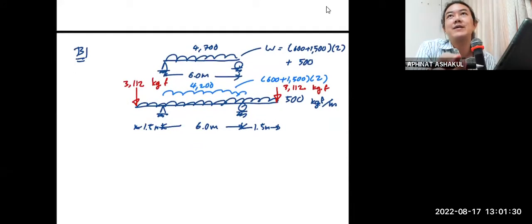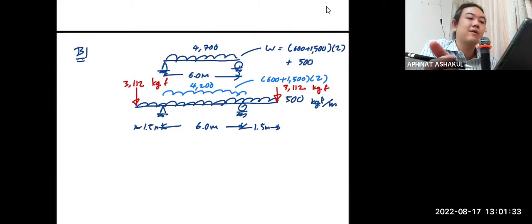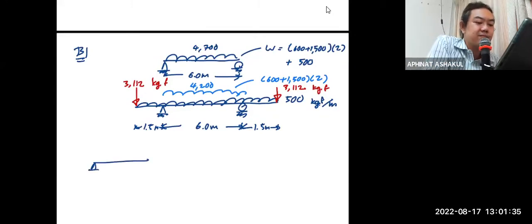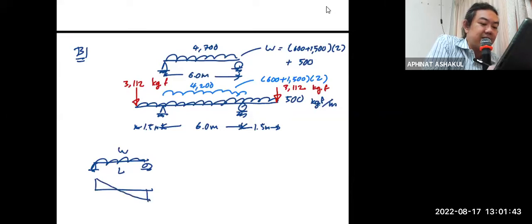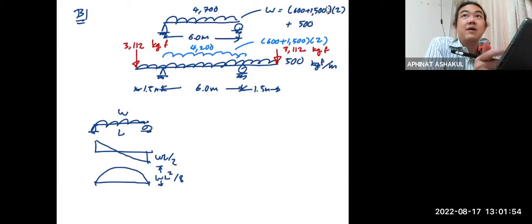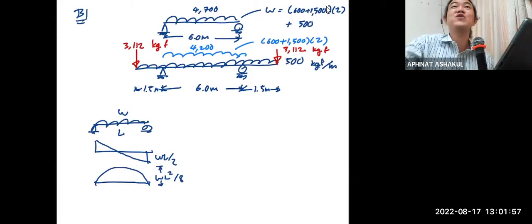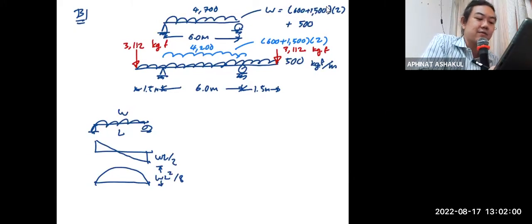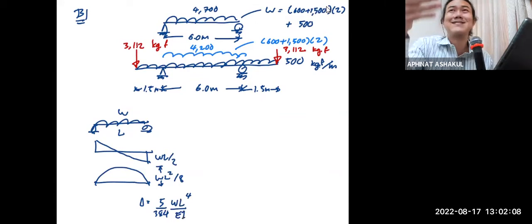And you know what? Every year, some students got it wrong. I can't believe it. Do you know that if this is L, this is W, the shear is WL over 2, and the moment is WL square over 8, right? Correct? And you should even know the deflection is 5 over 384 WL to the power of 4 over EI. Because we do it every day.